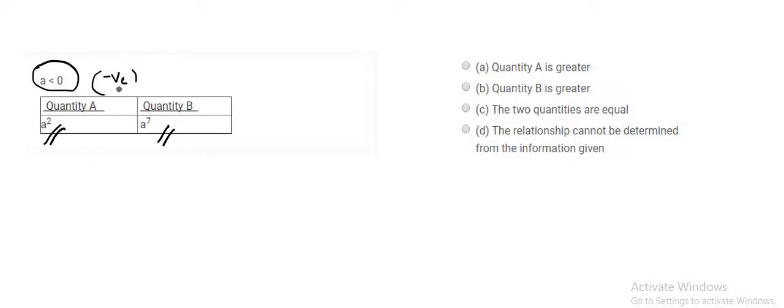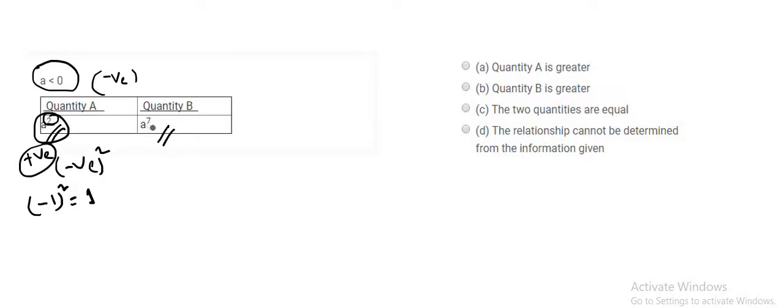But if you raise a negative number to the power of a positive even number, then the result is going to be positive. So for example, minus 1 to the power 2 is going to be plus 1. So this number is always going to be ultimately positive because of the 2 as a power.